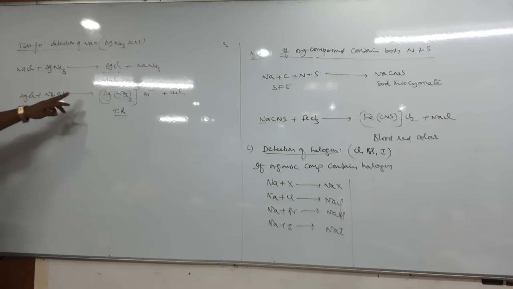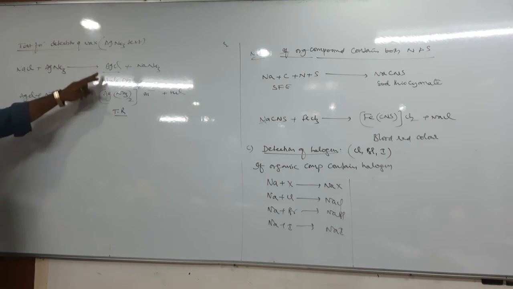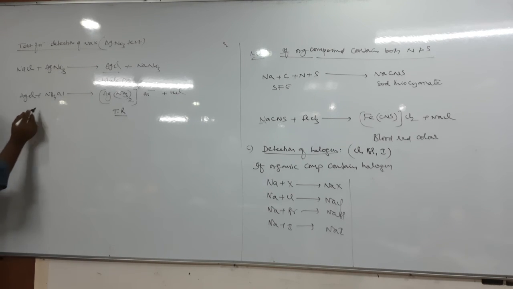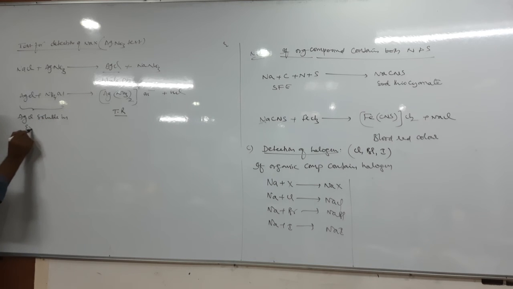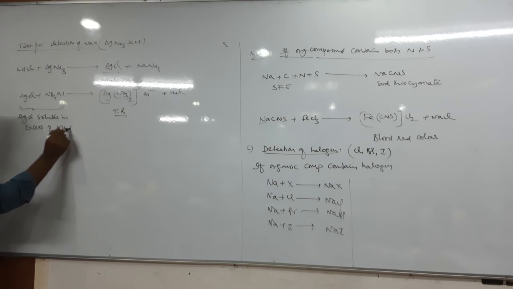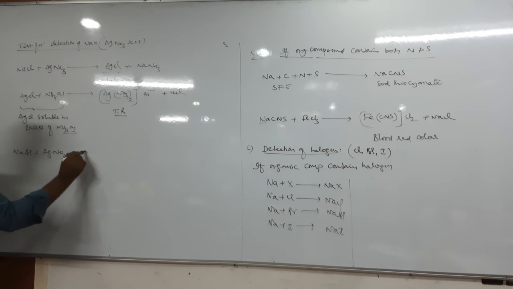So therefore, due to formation of this compound, AgCl is soluble in excess of ammonium hydroxide, and it forms Tollens reagent. Next, if there is sodium bromide, tell me, sodium bromide also reacts with silver nitrate, what is the product?